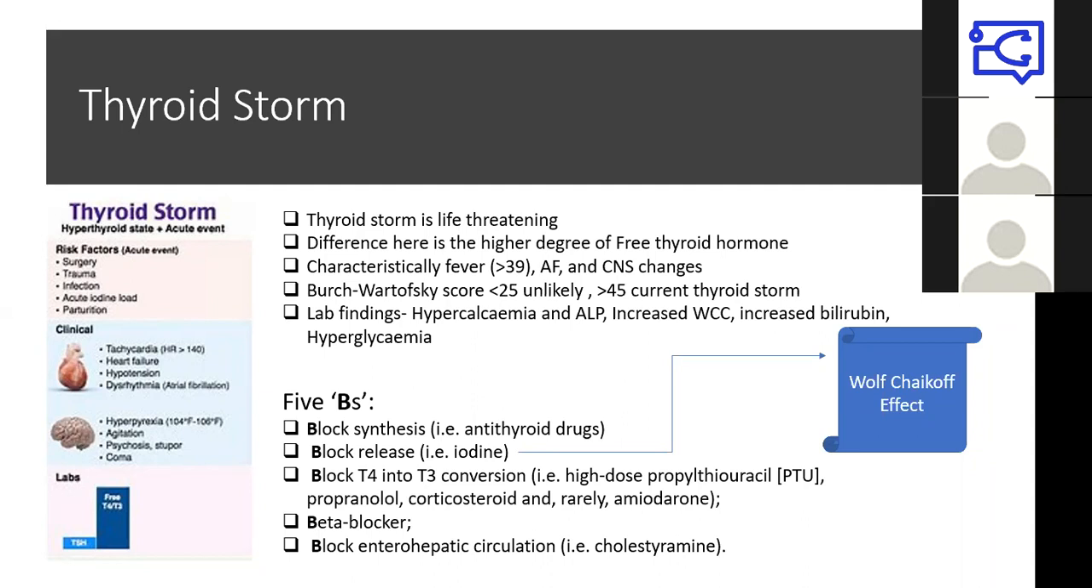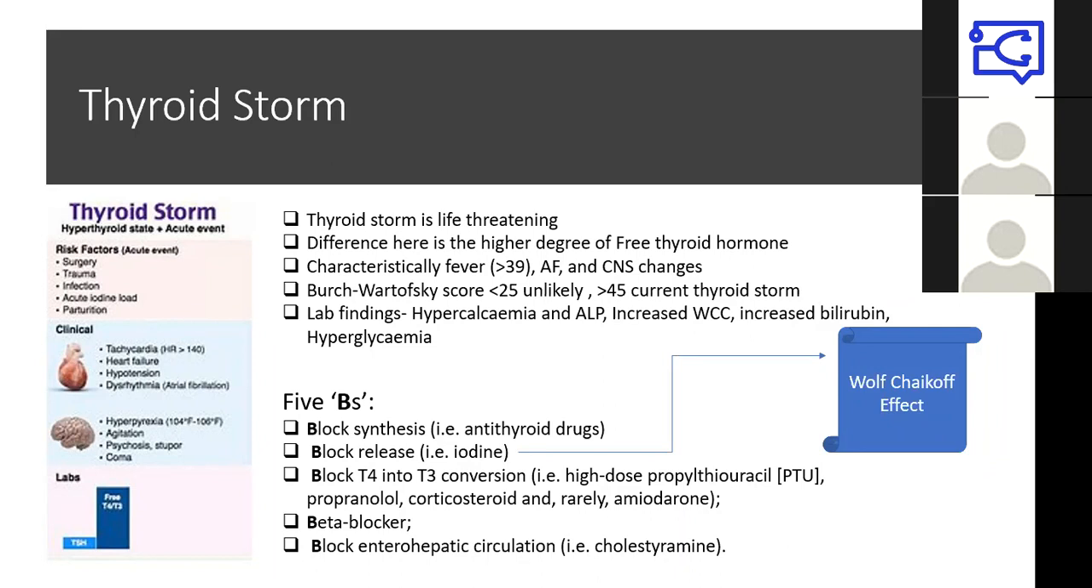The reason why propylthiouracil is favoured is because it has dual function, so it blocks not only the release of thyroid hormone, but it also blocks the actual conversion from T4 to T3. So it's supposed to be a kind of double entendre, double effect, which is good. Likewise, your propranolol will also do the same.